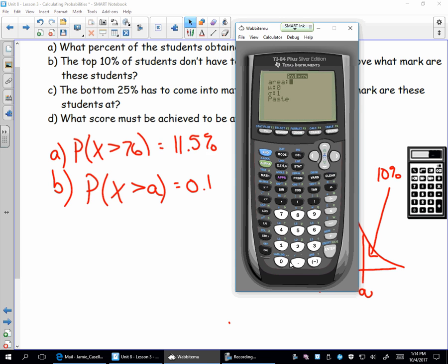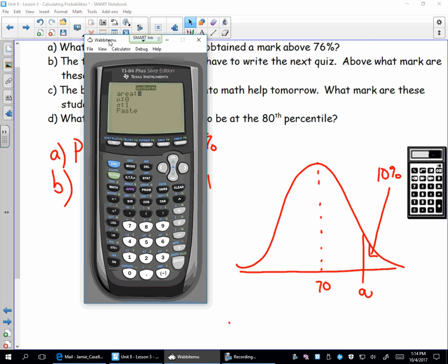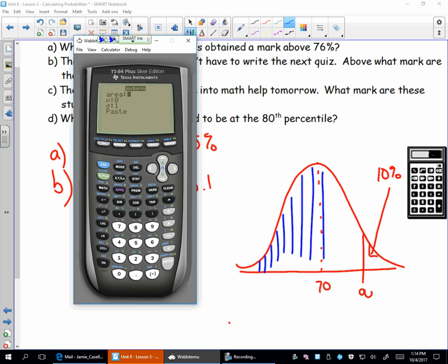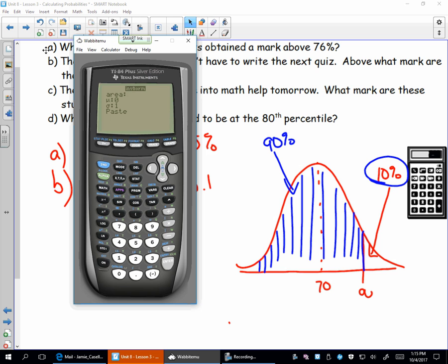Now here's the trick. With the inverse norm function, what you have to do is give the area. How much of the curve do you want? What percentage of the curve do you want? But you have to do it from the left-hand side, because that's how the calculator works. In other words, how much data from the left do you need before you get to A? Now we said there was 10% of our data above, which means there's 90% of the data below. Okay, so our area is 0.9, 90%, 0.9.